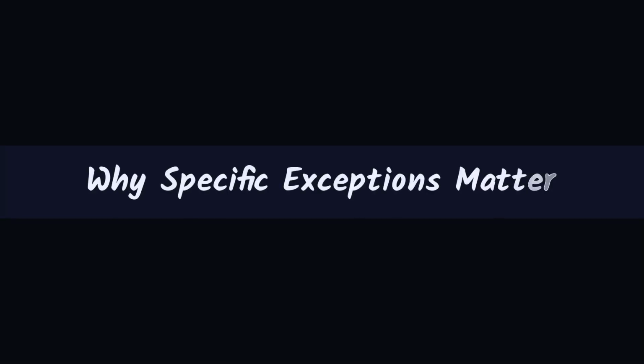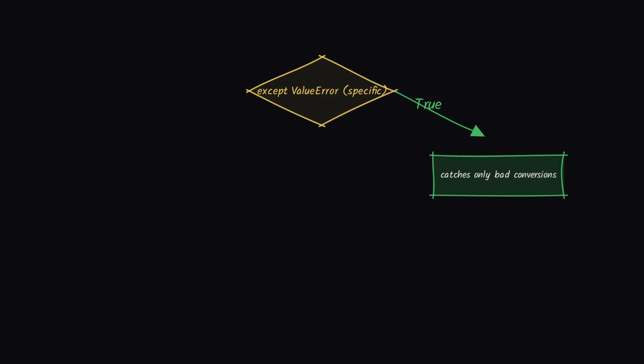Always name the exact exception. Here is why bare except is dangerous. When you name the exception type, Python checks whether the error matches that exact type or a subtype. A matching exception is caught and handled. All other exceptions pass through and crash the program. Which is the correct behavior?